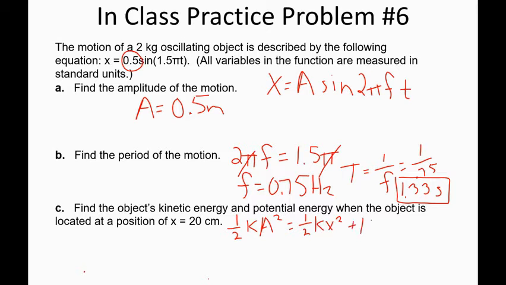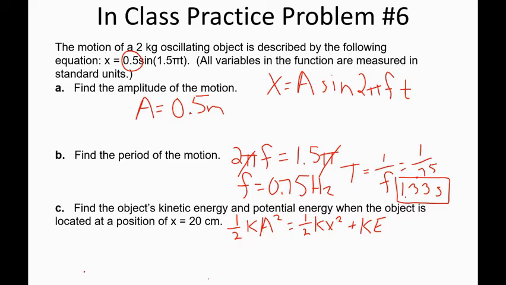plus my kinetic energy. And since I'm being asked what my kinetic energy is, I don't have to write out that equation. The potential energy and the kinetic energy are going to add together to give you your total mechanical energy. Now, the potential energy and the total mechanical energy are going to require you to know the k value, or the spring constant. So how are we going to figure out the spring constant?